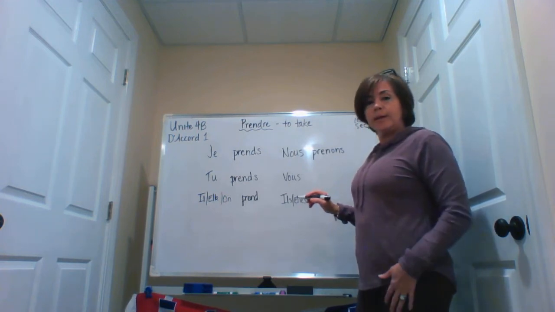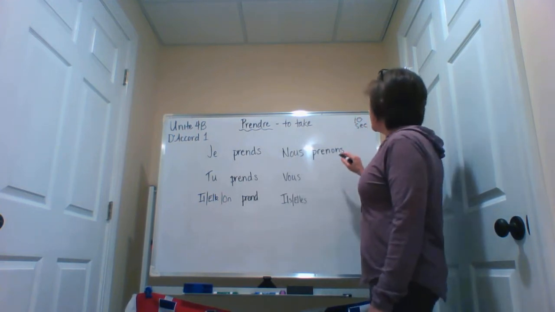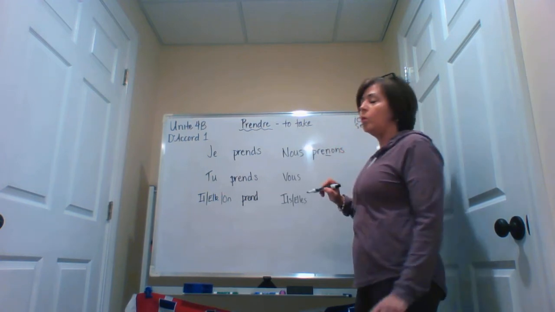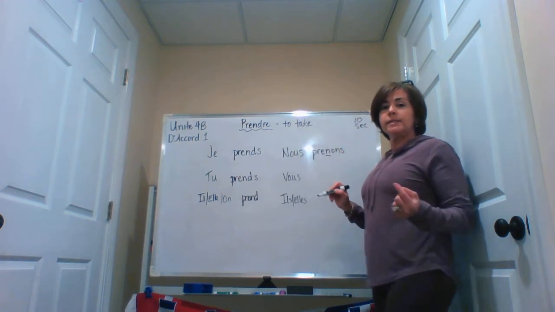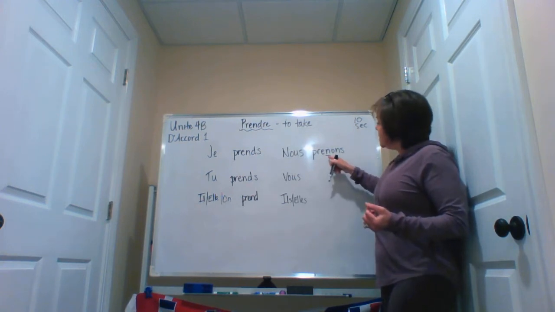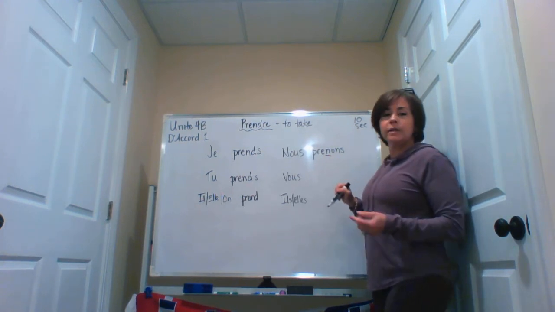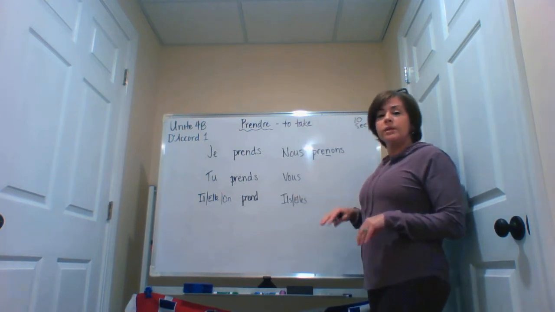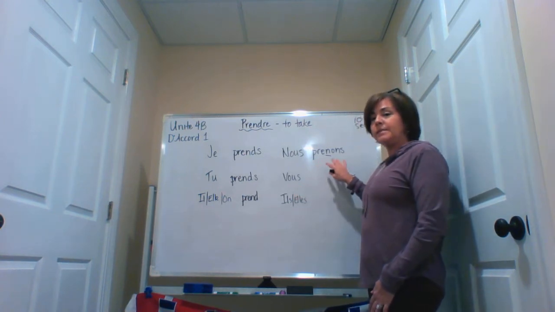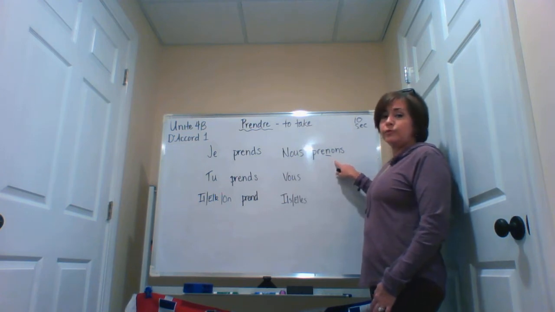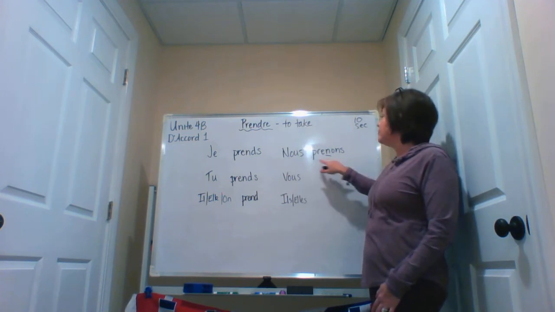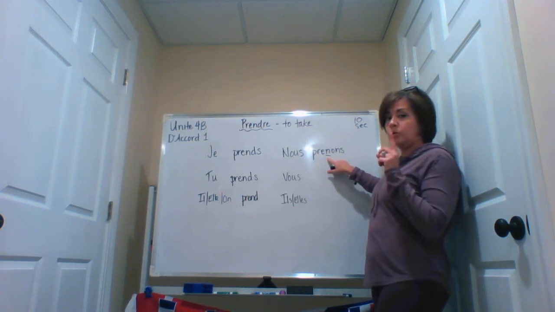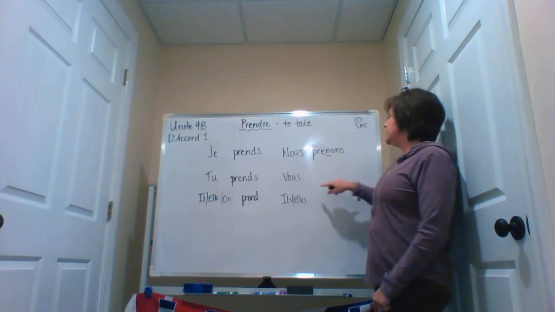So since this is irregular, no pattern for this one. You have to memorize this. I want everybody to underline the one N that is there, because this N oftentimes gets doubled by students, and that's incorrect. And you will see when you get into another tense that it's essential that you have this nous form correct when you get to the imparfait. So, nous prenons, P-R-E-N, only one, O-N-S.